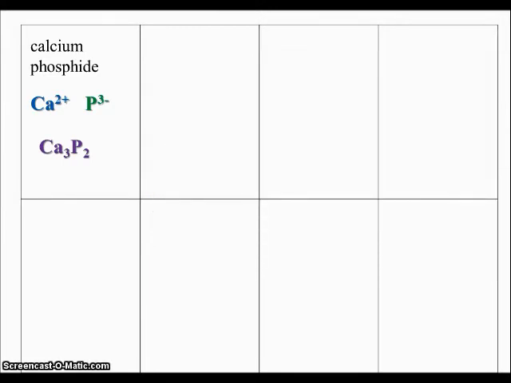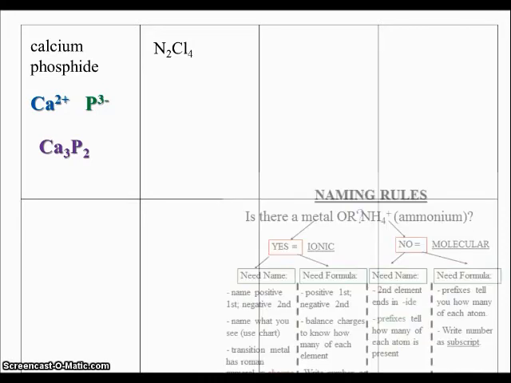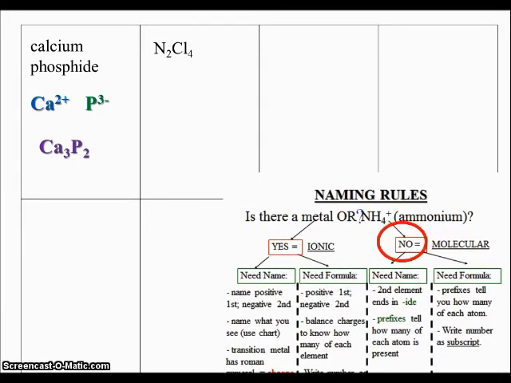Let's try N2Cl4. Is there a metal or ammonium? No, so it's molecular. You're given the formula and you need the name. You can start with nitrogen chloride and add prefixes, or just notice that there are 2 nitrogens, so it's dinitrogen, and there are 4 chlorines, so it ends with tetrachloride.